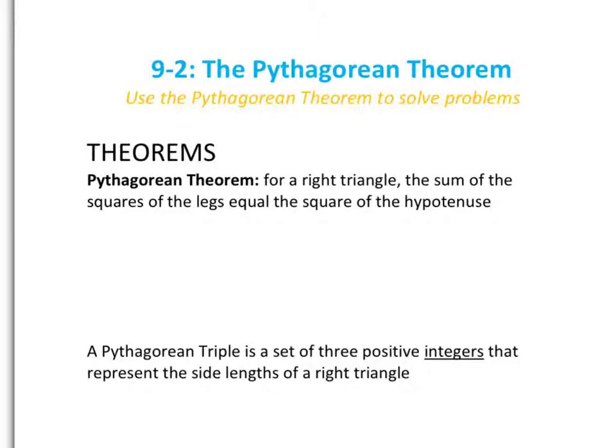So, Pythagorean theorem obviously has to do with just a right triangle. Okay, really important. Right triangle. Got to be a right triangle. Don't forget it. Can't be anything but a right triangle.